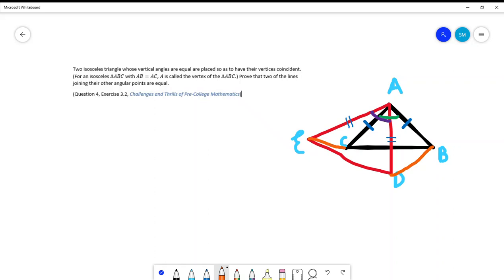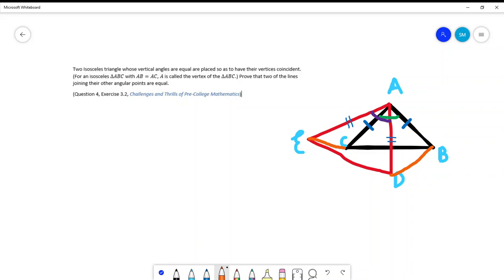Two isosceles triangles whose vertical angles are equal are placed so as to have their vertices coincident. They're telling what they mean by the vertex of an isosceles triangle. Prove that two of the lines joining their angular points are equal.